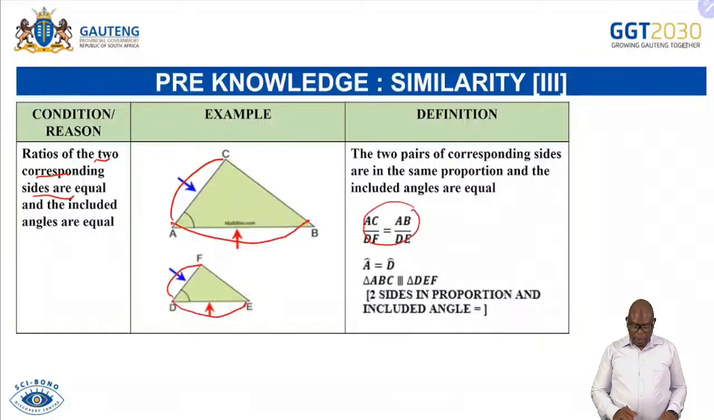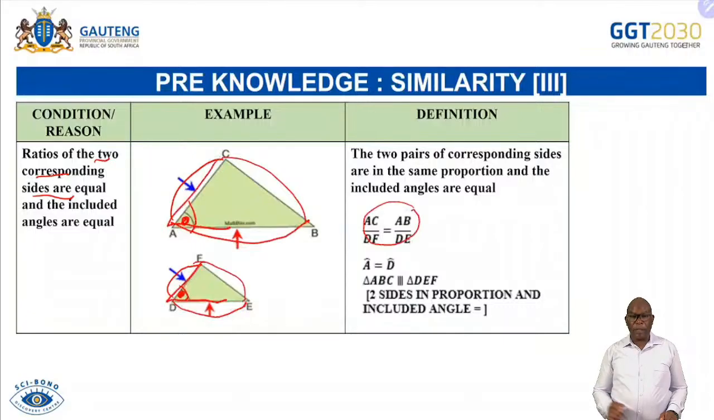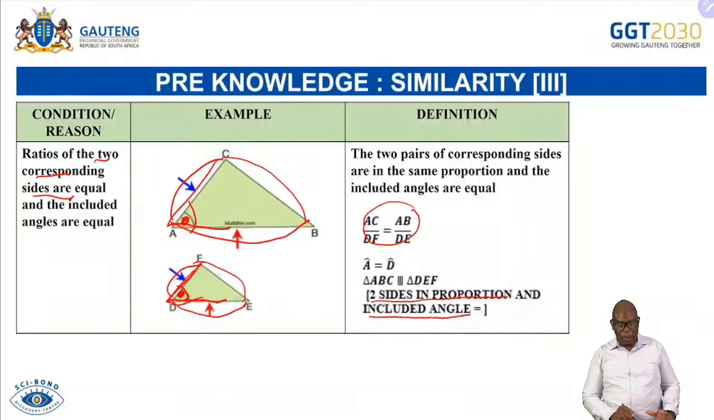So those two are equal, but now here's the third one. Angle A must be equal to angle D. So the angle that is inside those two lines that are in the same proportion must be equal. Okay, so we say it's two sides in proportion and included angle. Included meaning that it is the angle that is between the two sides that are in the same proportion. Okay.